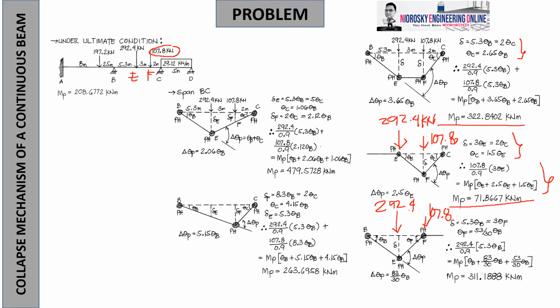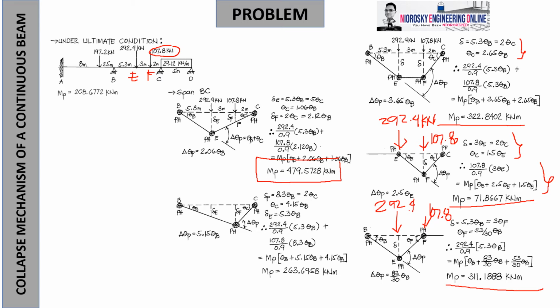Now, just in case you missed it, if you want to review again the core concepts regarding this, please visit my playlist under the same topic, structural steel design. Then kindly search for collapse mechanism of a single span with 2 concentrated loads. Okay? And then finally, as we continue, doing the same, we will have 311.81888 kilonewton meter. And then for span BC, again, the selection process to get the largest value, we will have 479.5728 kilonewton meter to represent span BC.